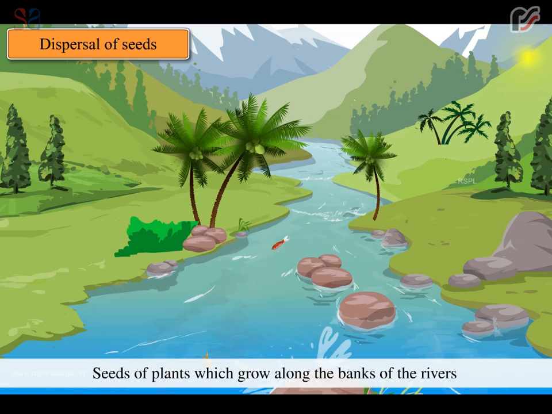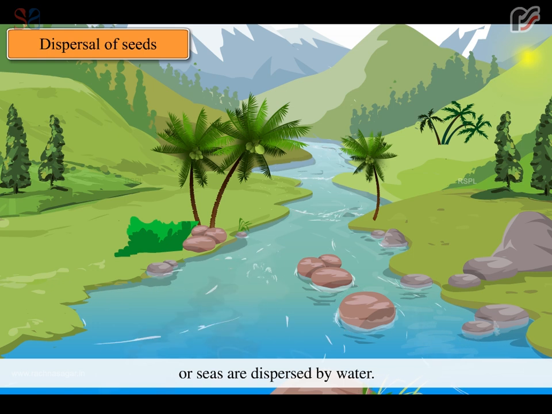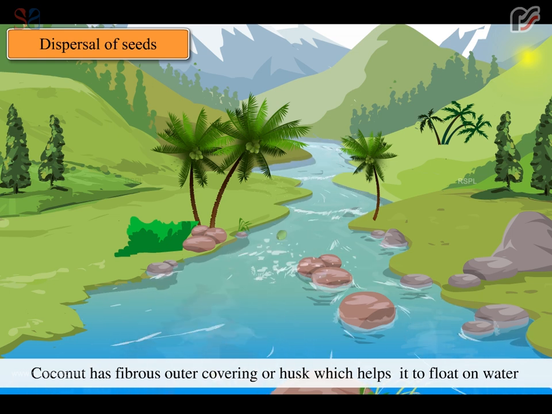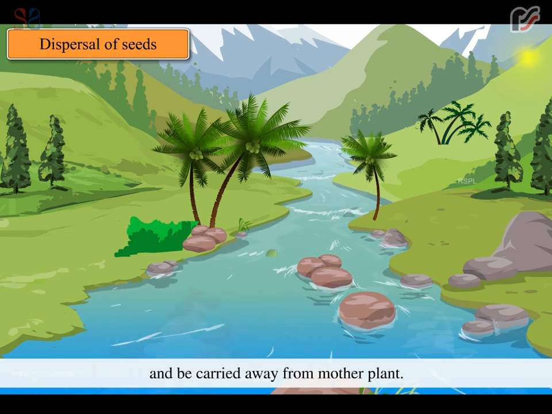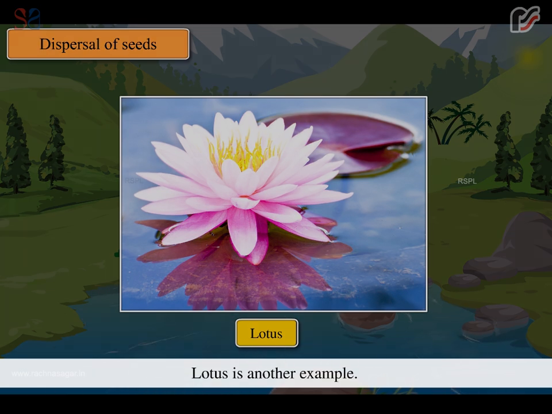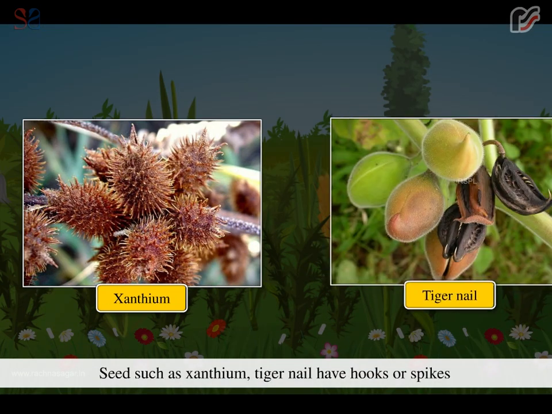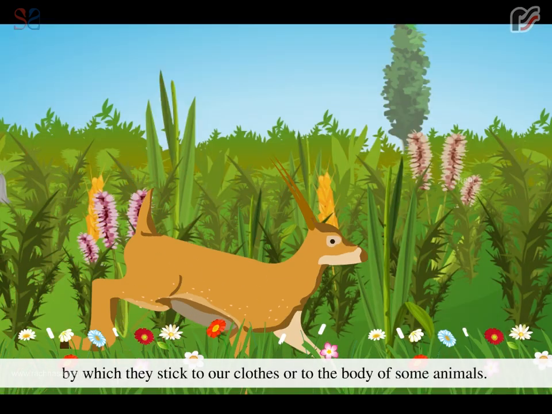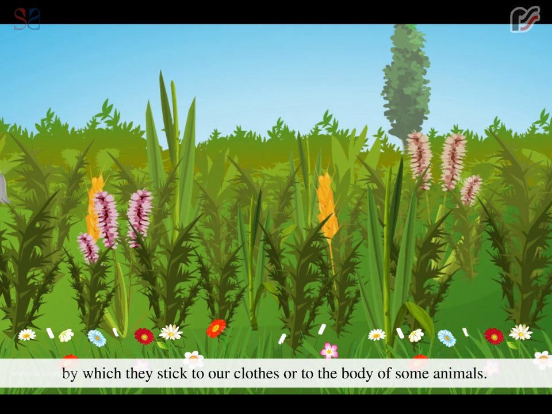Seeds of plants which grow along the banks of the rivers are dispersed by water. Coconut has a fibrous outer covering or husk which helps it to float on water and be carried away from the mother plant. Lotus is another example. Seeds such as xanthium and tiger nail have hooks or spikes by which they stick to our clothes or to the body of some animals. This is how they are carried away from the mother tree.